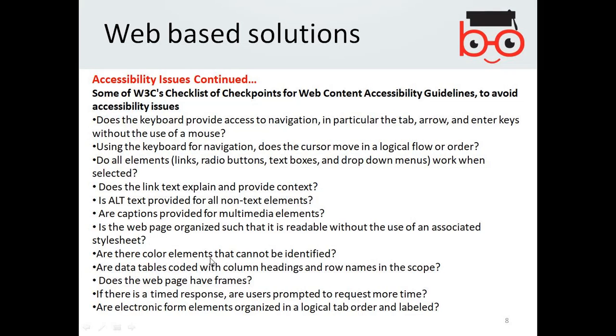Are there color elements that cannot be identified? Is there any color which is very difficult to identify? Are all data tables coded with the column headings and row names in the scope? So the tables, whatever you created, should have some headings. Does the web page have frames? If there is a timed response, are users prompted to request more time? And are electronic form elements organized in logical tab order and labeled?